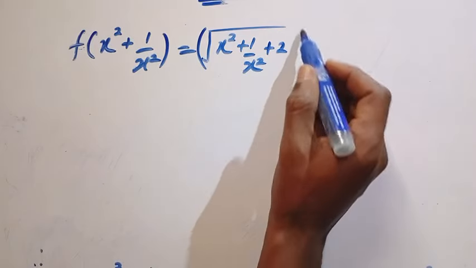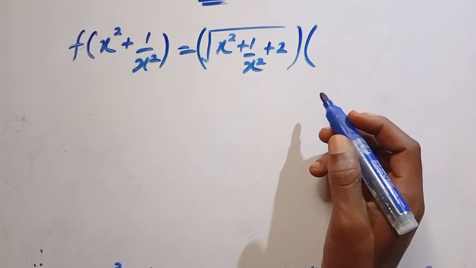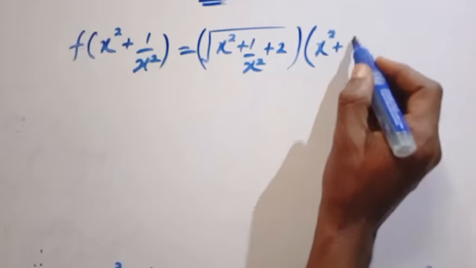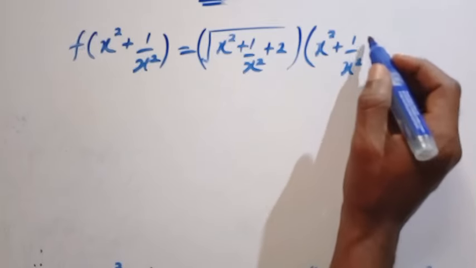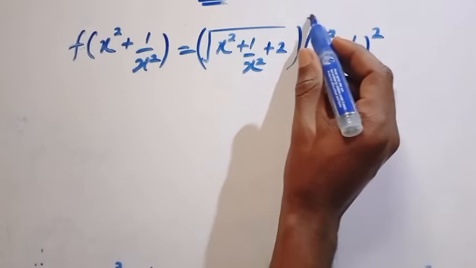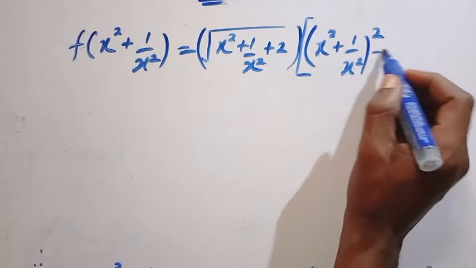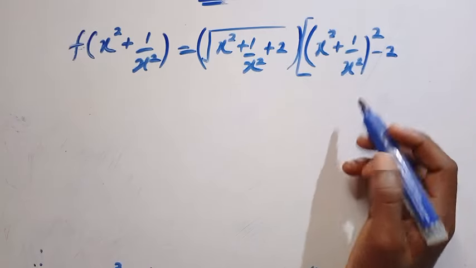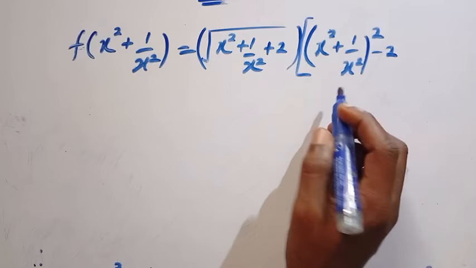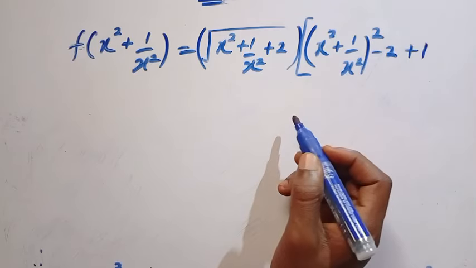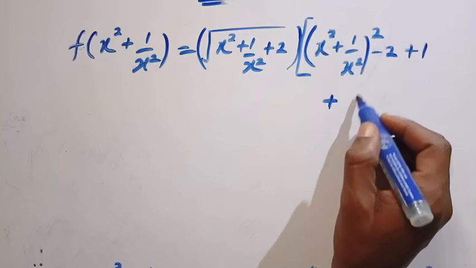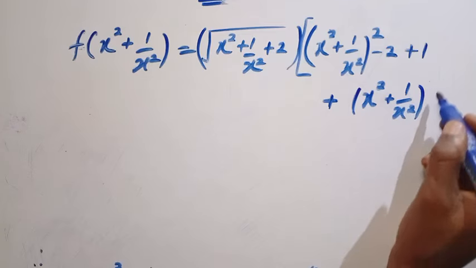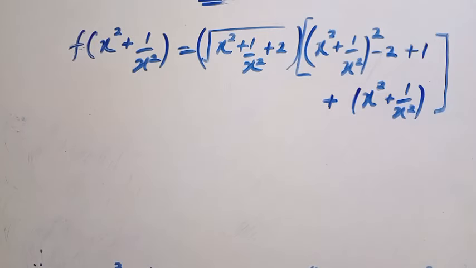So this is in bracket, then multiply by the other side, which is x power 4 plus 1 over x power 4. So this gives us x power 2 plus 1 divided by x power 2, then all raised to power of 2. So all this in bracket like this, and we subtract 2 from here. So this is for x power 4 plus 1 over x power of 4. Then we have plus 1. And again, we have plus x power of 2 plus 1 divided by x power of 2. So all this in bracket.